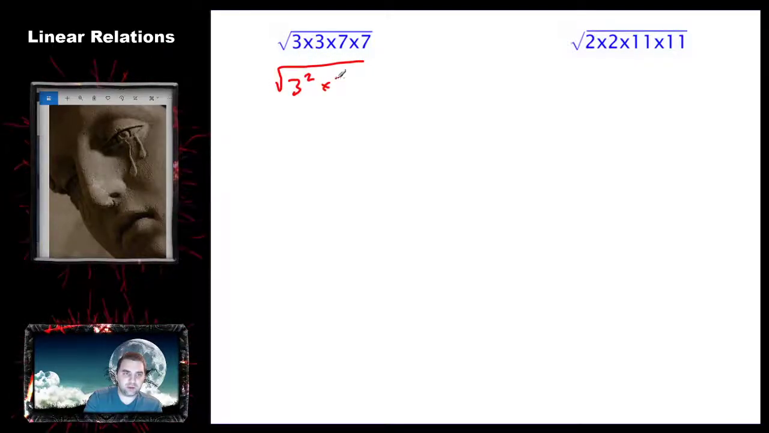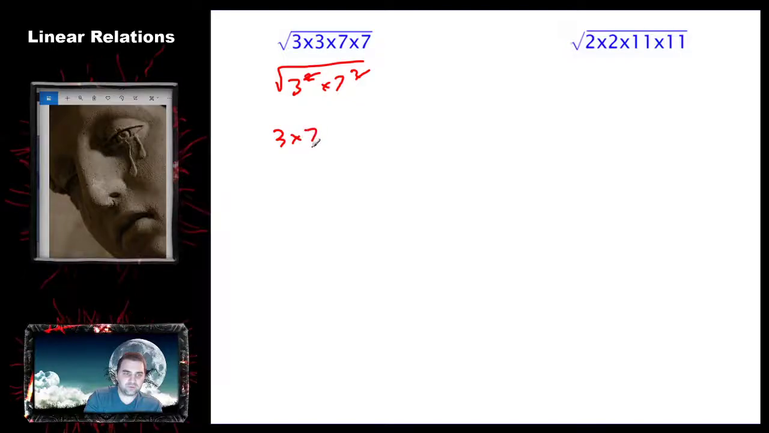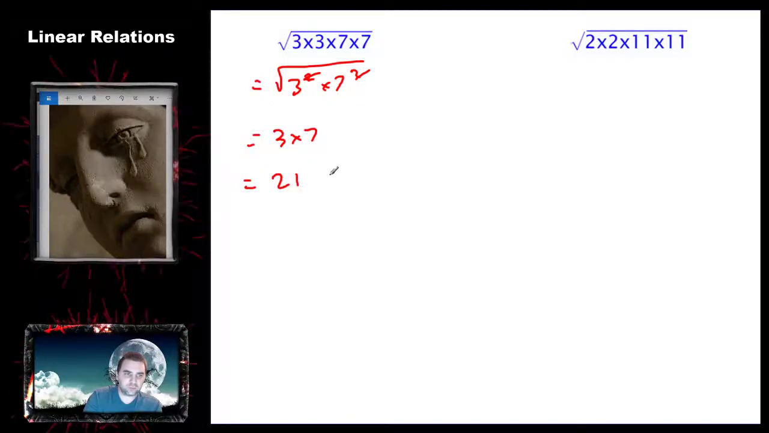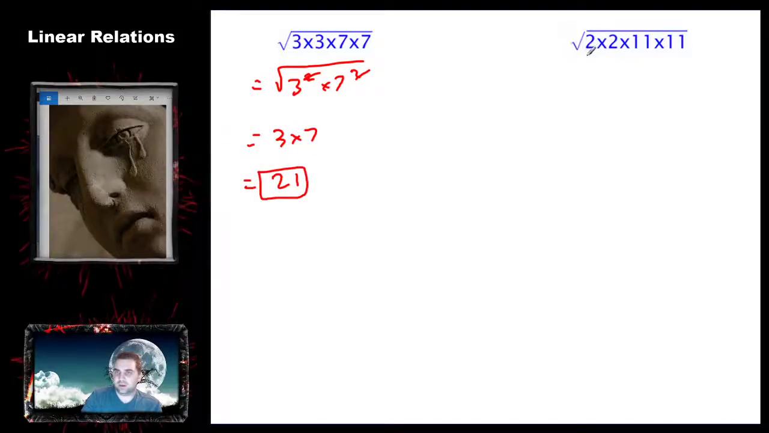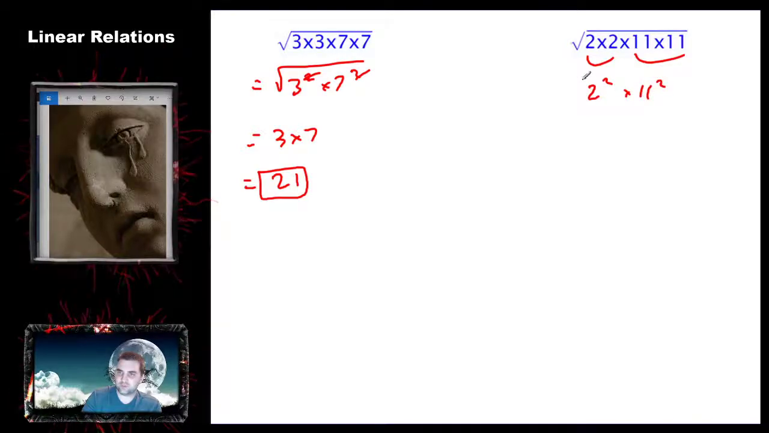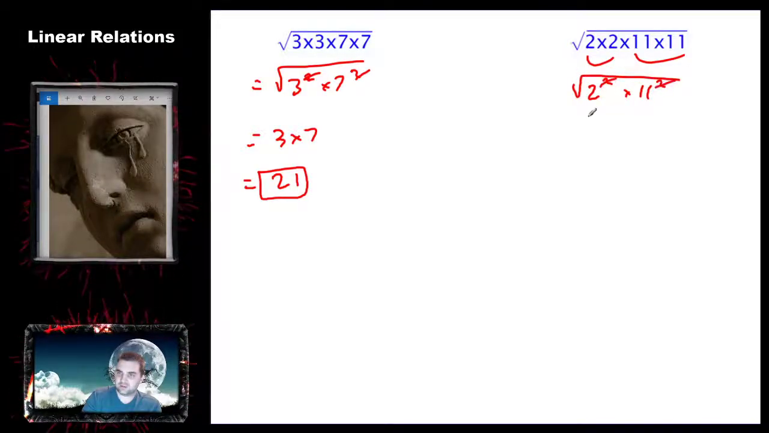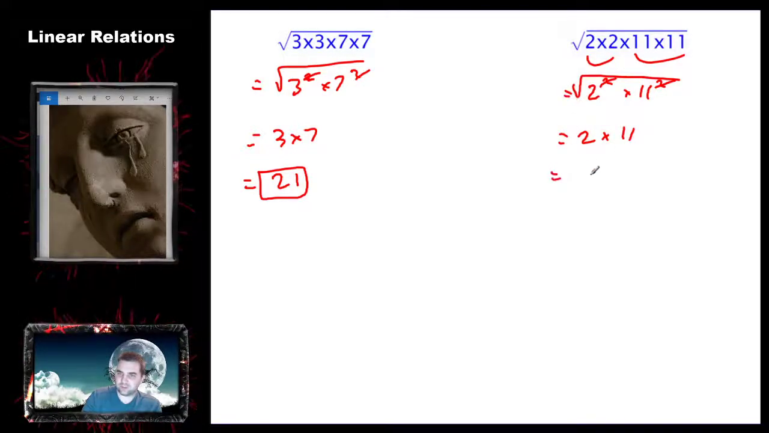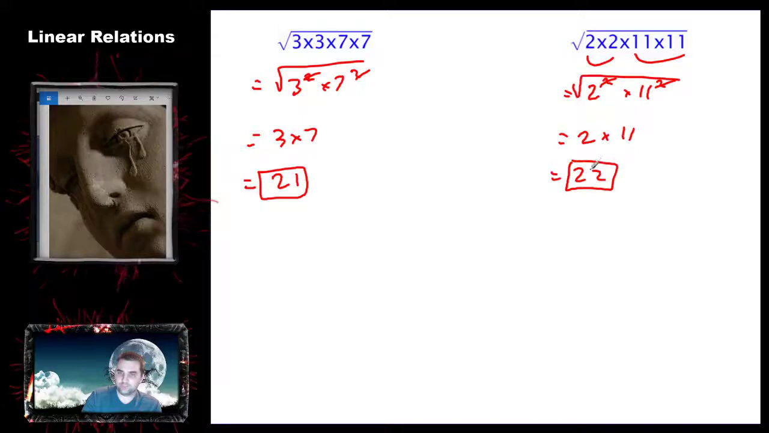3 squared times 7 squared. So that's going to be 3 times 7, and 3 times 7 is 21. Here we have another pair. We have 2 squared and 11 squared under the square root. These cancel out. We have 2 times 11, and 2 times 11 is just 22.